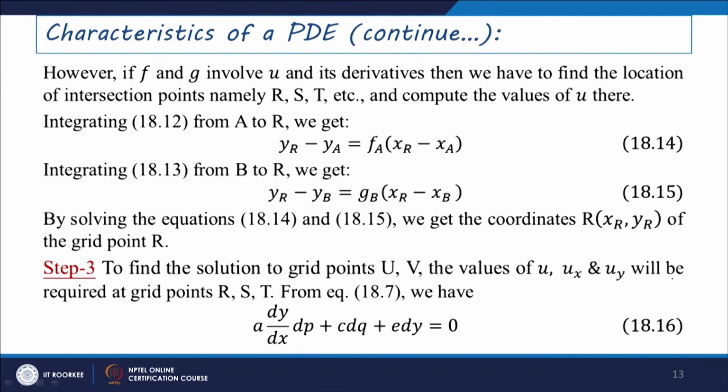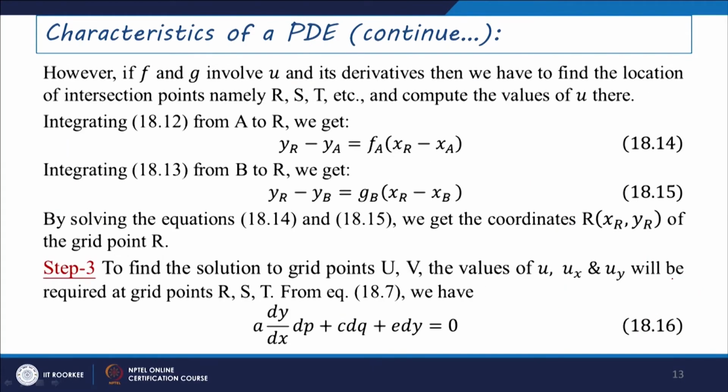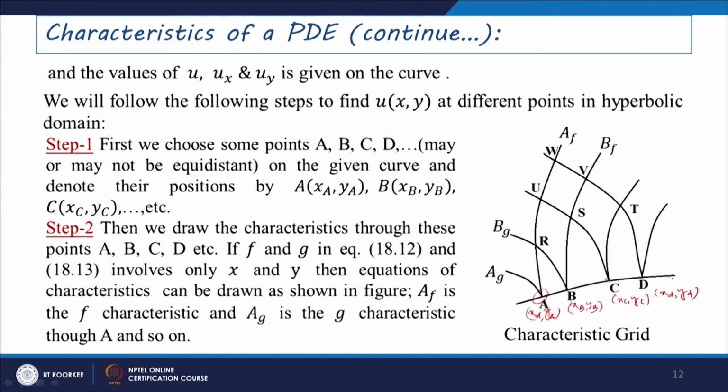If f and g involve u and its derivatives, then we can find the location of the intersection points, namely the points r, s, t here. To determine these points, we can integrate equation 18.12 from a to r. If you see point a to r, yes, this one. So we can integrate this differential equation.